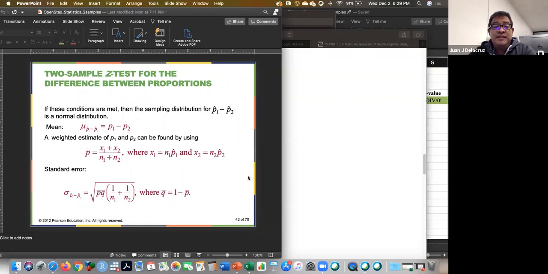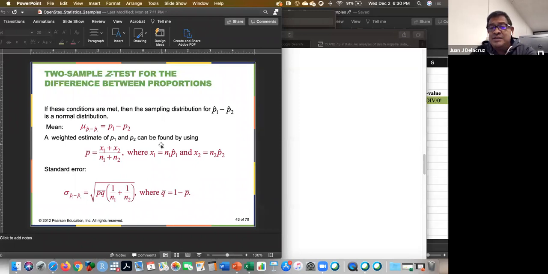Two-sample C-test for the difference between proportions. Remember, in previous cases, when we are using proportions, we are using the C-test. If these conditions are met, then the sampling distribution of the difference of the sample proportions follows a normal distribution. The mean of the sampling distribution, in this case for the sample proportions, is going to be equal to the difference of the population proportions of the two different populations.